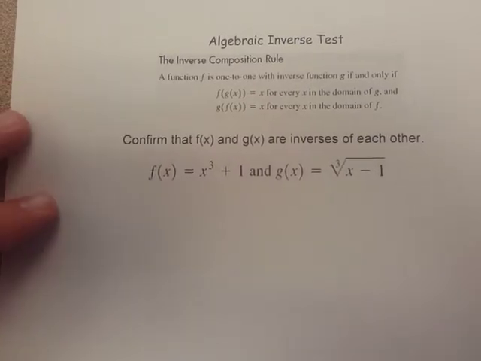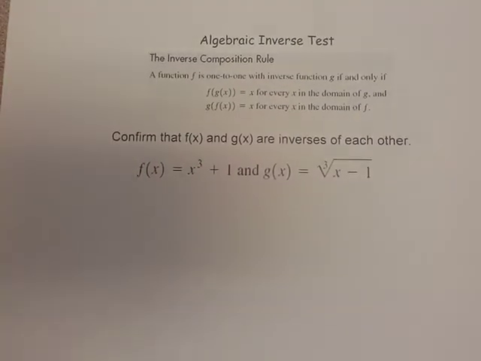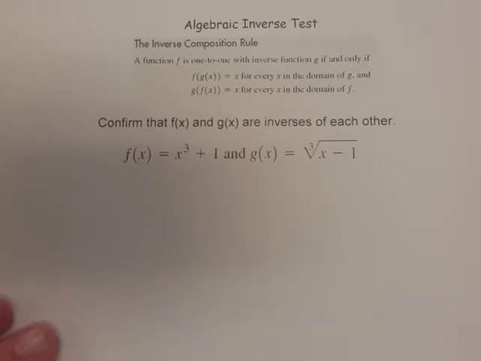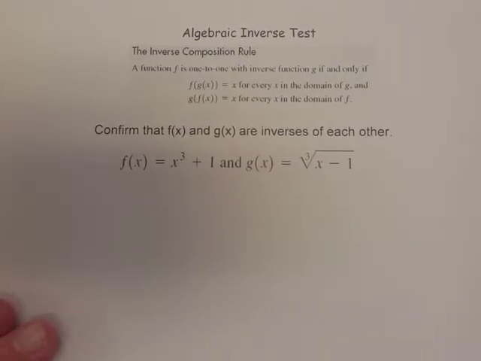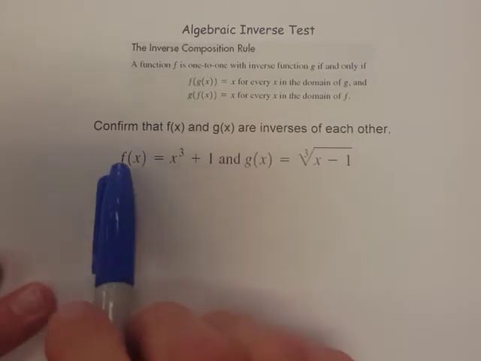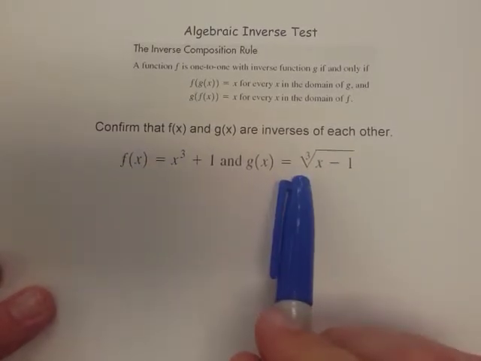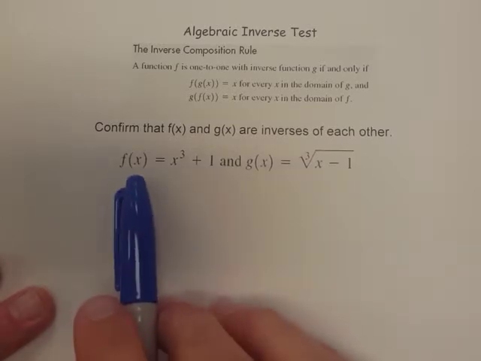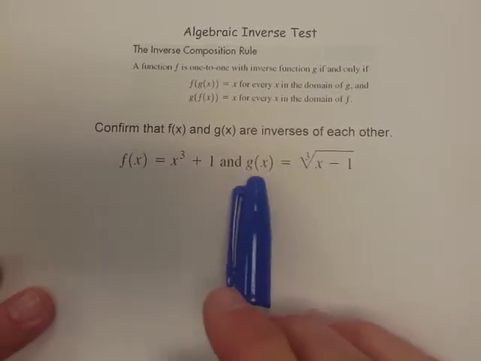This is the final example for section 1.5. So far we've been talking about a lot of inverses, how to make an inverse, how to interpret inverses. This is what we call the algebraic inverse test. It tells us that if we're looking at two functions like we see here, how can we determine if in fact those are actually inverses of each other?